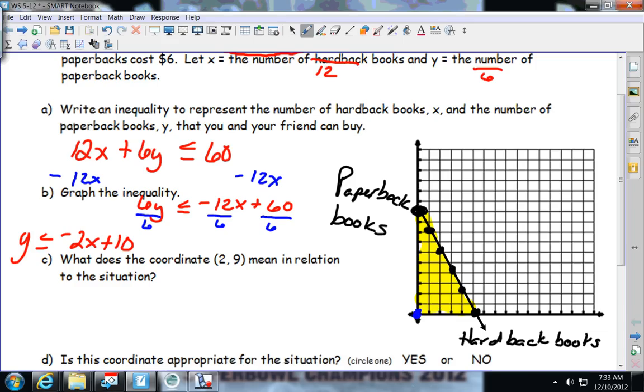If that's true, what type of solutions can I have? You could have 0, 0, 1, 0, 2, 0, 3, 0, 4, 0, 5, 0. I can go up here and I can have all of these whole numbers. Like this point that I just colored in is 1, 1. I could have one paperback, one hardback in my budget. So all these whole numbers, I'm putting dots on. Those are my actual solutions to this problem, because those are the only things that can work for how many books you're going to buy.